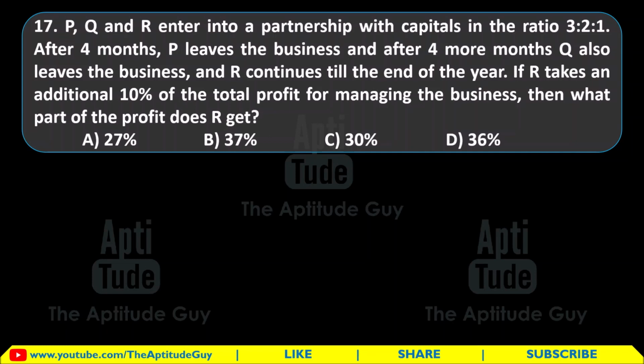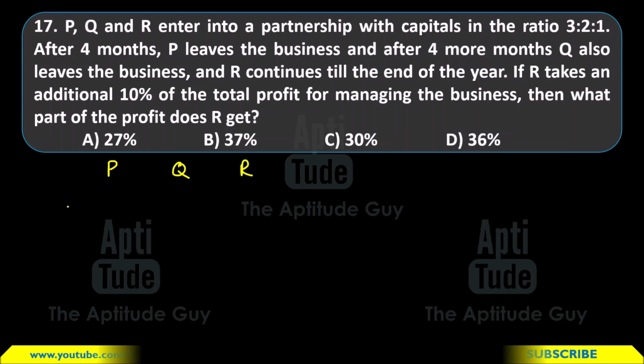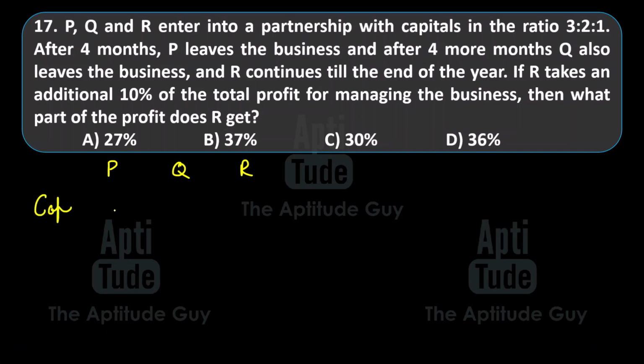Alright, let's do this. We have P, Q, and R entering into a partnership. We have P, we have Q, we have R in a partnership. The capitals are in the ratio 3 is to 2 is to 1.